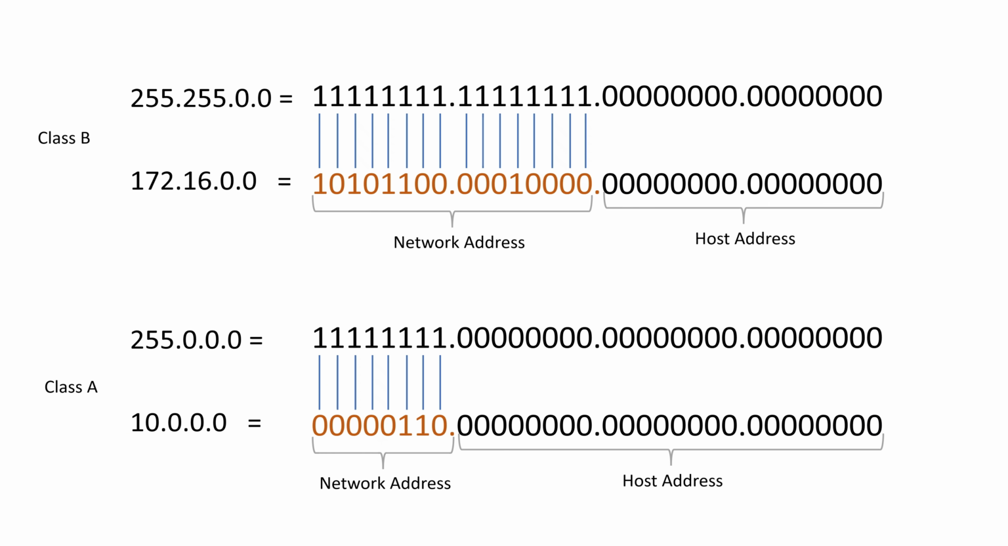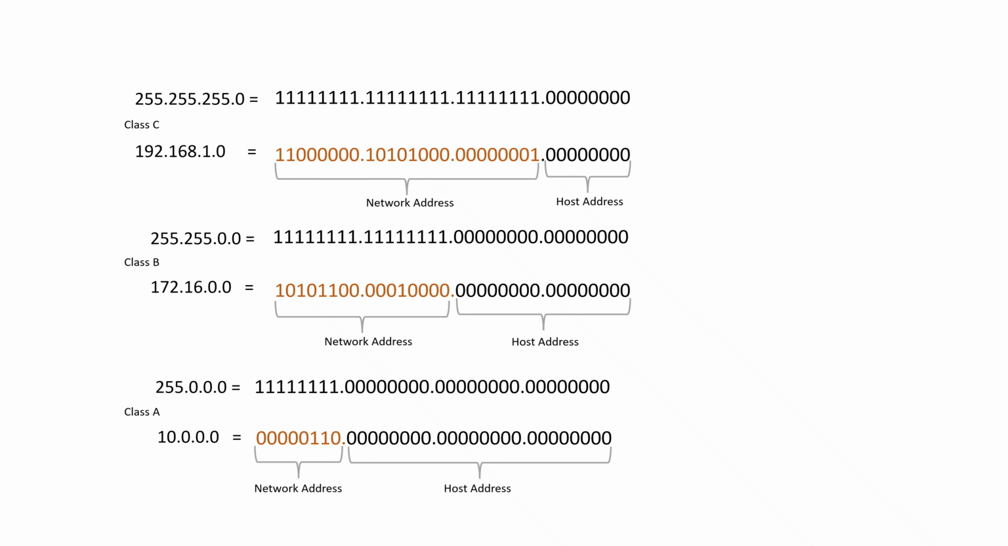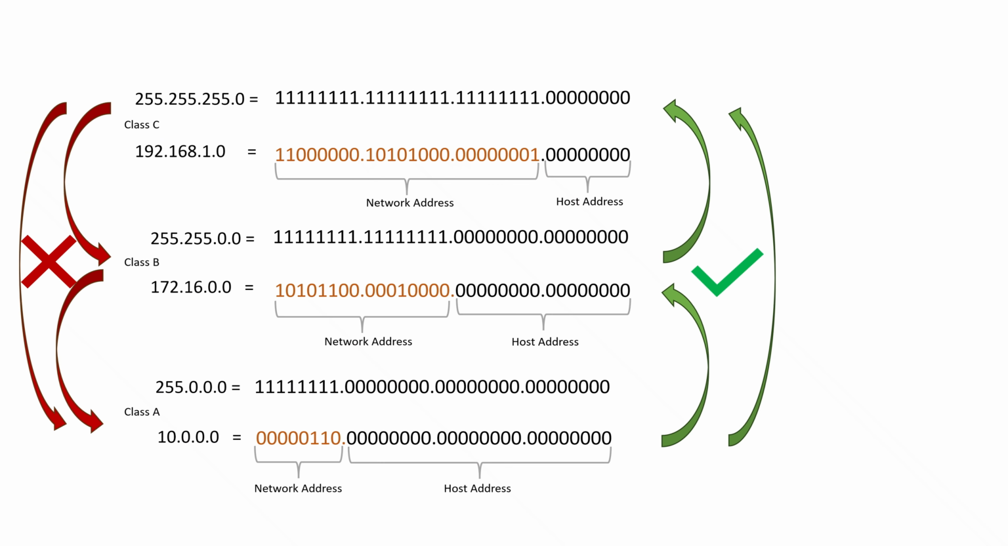I will make another video about how to subnet an IP address. Remember, you can subnet a higher class IP address into a lower class IP address, but you cannot do the opposite. Meaning, you can turn a Class A IP address into a Class B or Class C IP address, or Class B into a Class C IP address, but you cannot make Class B into Class A, or Class C into Class B or Class A IP address.